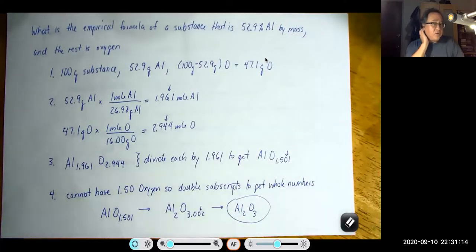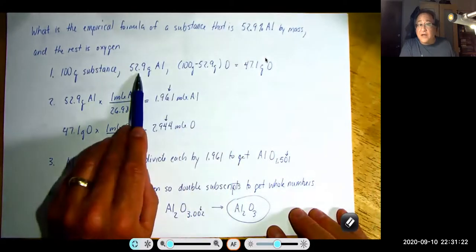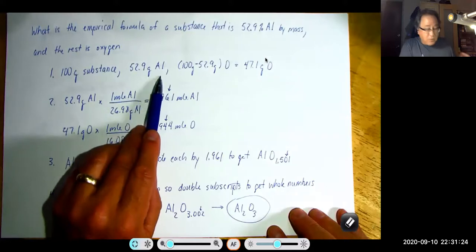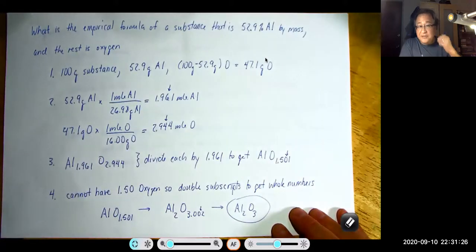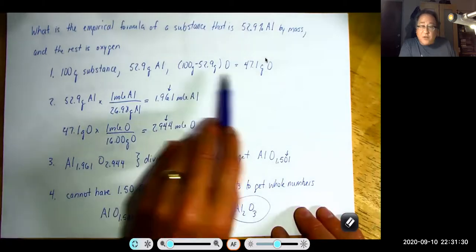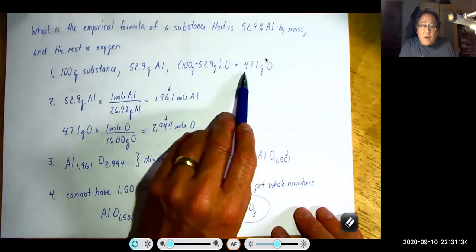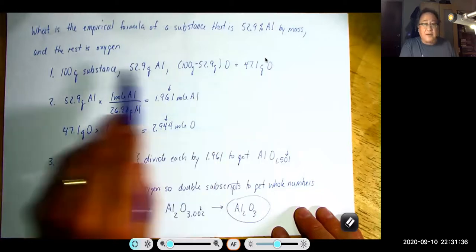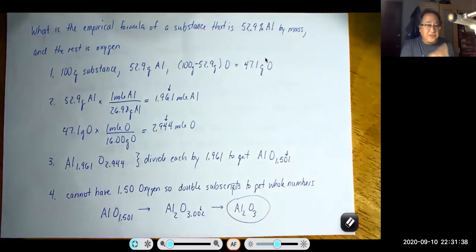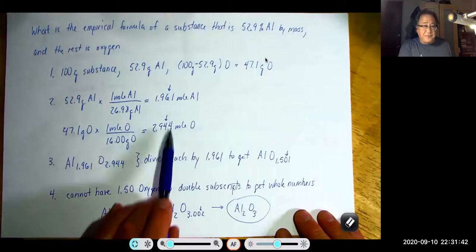So again, we're going to assume that we have 100 grams of the substance, and of that 100 grams, this mass percent means that we have 52.9 grams of aluminum out of 100 grams of substance. That's the definition of percentage. We figured out that the rest is 47.1%, and that's going to be 47.1 grams of oxygen out of 100 grams of the substance. Step 2, take these masses and convert them into moles.